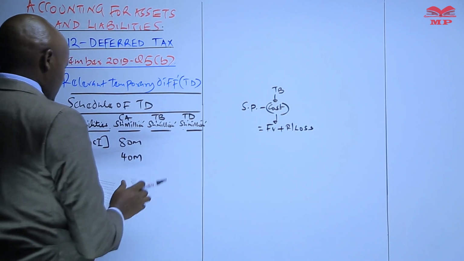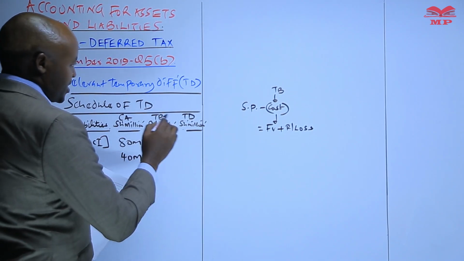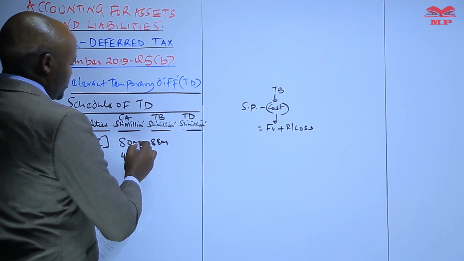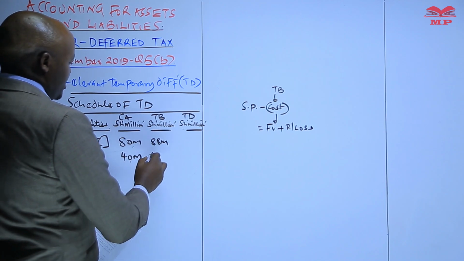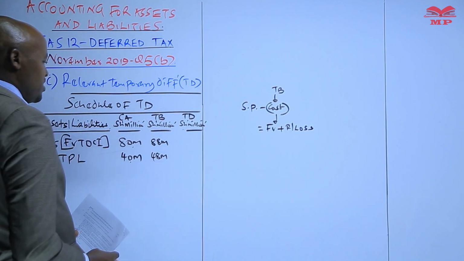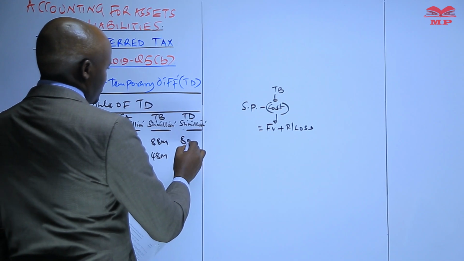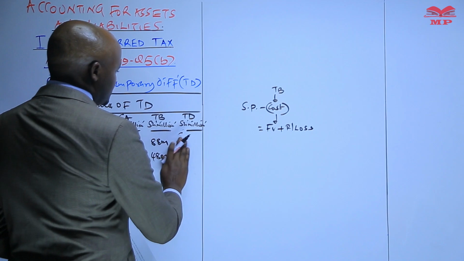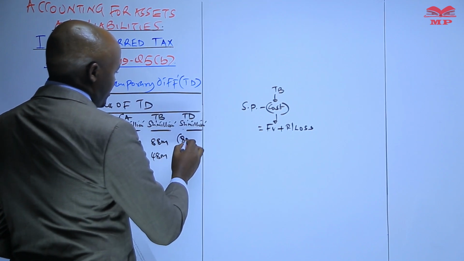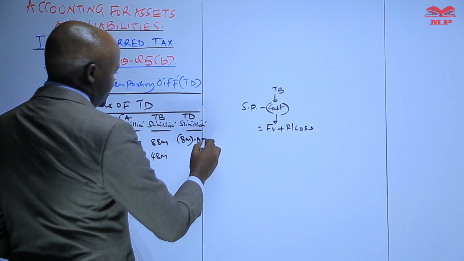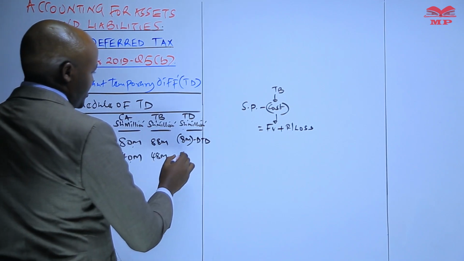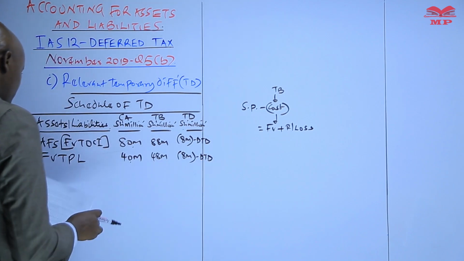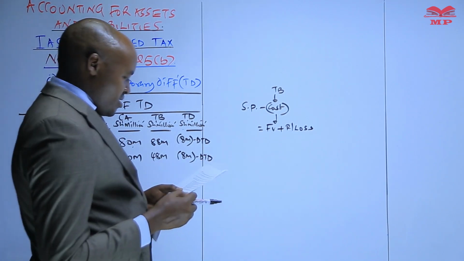So therefore, the tax base here will be equal to this plus the revaluation loss. The revaluation loss, we are told, is 8 million for each. So we add 8 million, we get 88. And here we add 8 million, we get what? 48. Then we take this minus that, which will give us a negative 8 million. And because this is a negative, we say that this is the deductible temporary difference. The same case here: negative 8 million, which is a deductible temporary difference. So we are done with point number 1.